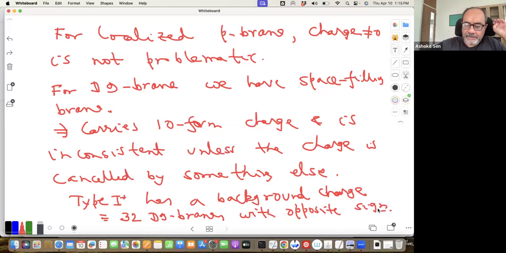So in type 1 theory, what you do is cancel that background charge by putting precisely 32 D9 branes. And that's what gives rise to this SO(32) gauge group. The reason that it's SO(32) and not U(32), as would happen for D9 branes, is because there is also a projection in type 1 that makes the U(32) into SO(32). Is this okay? Yeah.